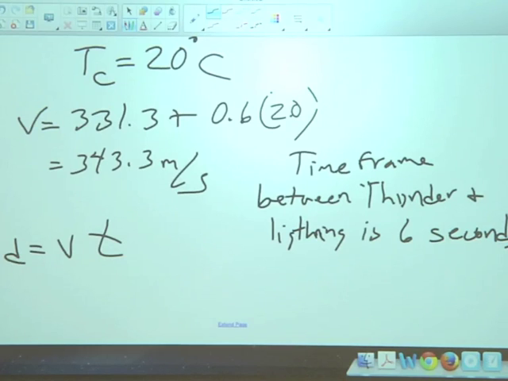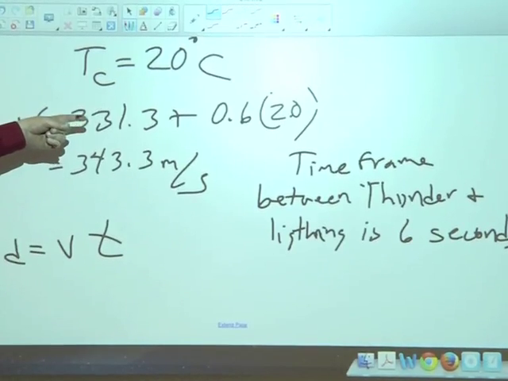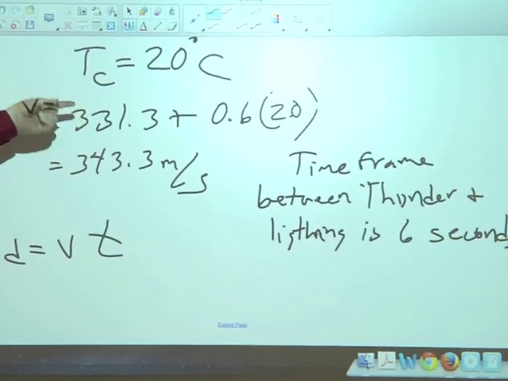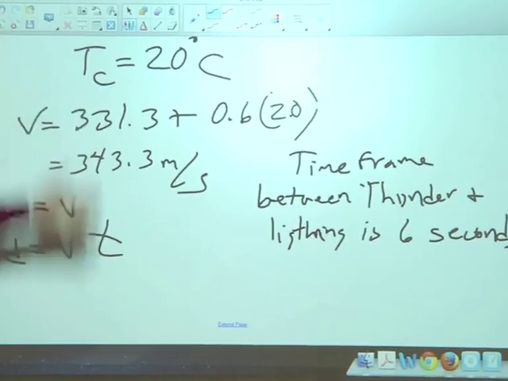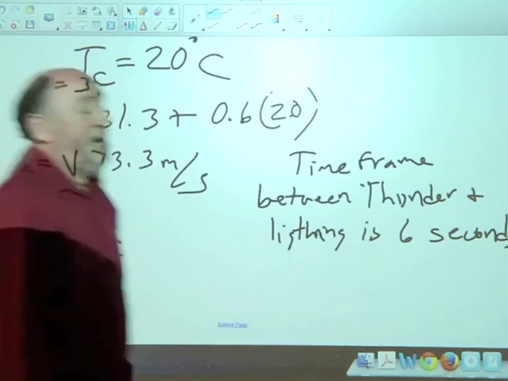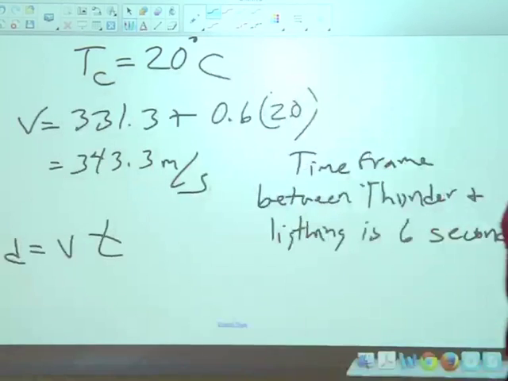Sorry, but how do you get 331.3 again? It's part of the formula. What does it represent? It's really the base number here, based on the speed of sound at 0 degrees Celsius. You know, they could have done it in any number and then come up with an equation. But it's based on 0C.